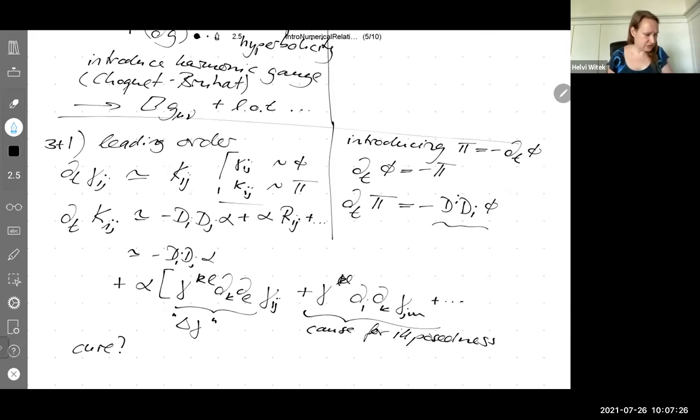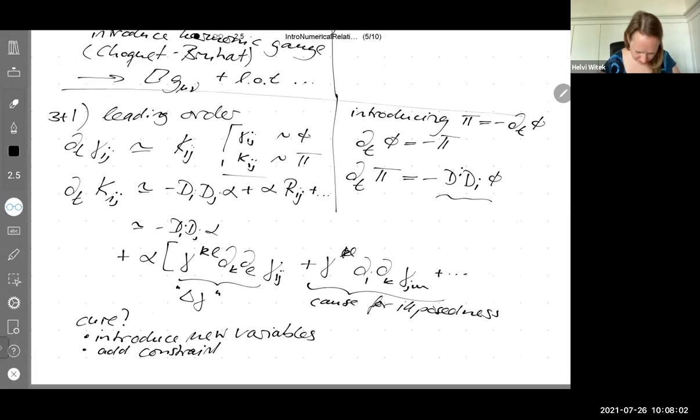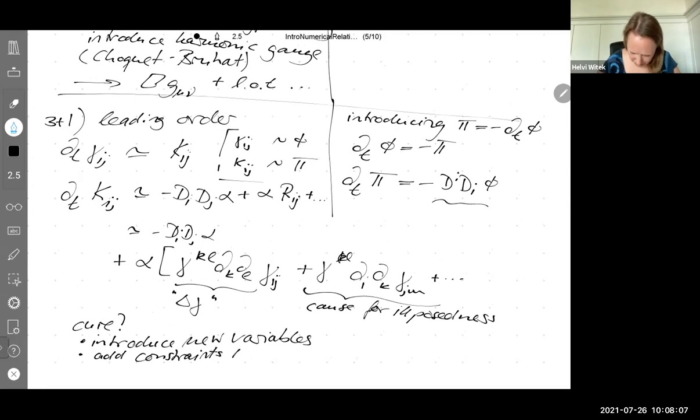I'm not going to write those equations down, I will just give you the name, because you can look them up in a standard textbook. So we introduce a new set of variables and we add constraints to change the character of the PDEs. The resulting equations typically go under the name Baumgarte, Shapiro, Shibata, and Nakamura equations, so BSSN equations.